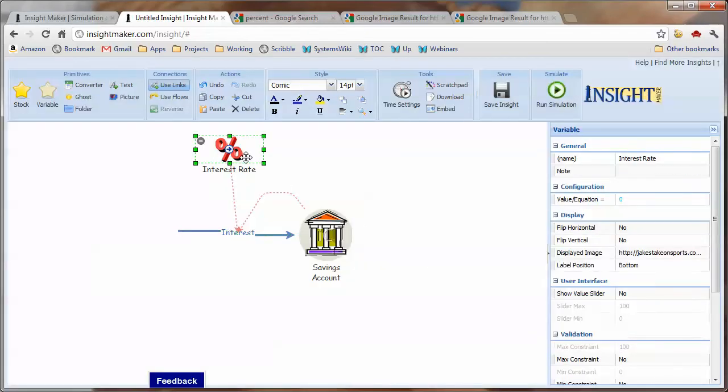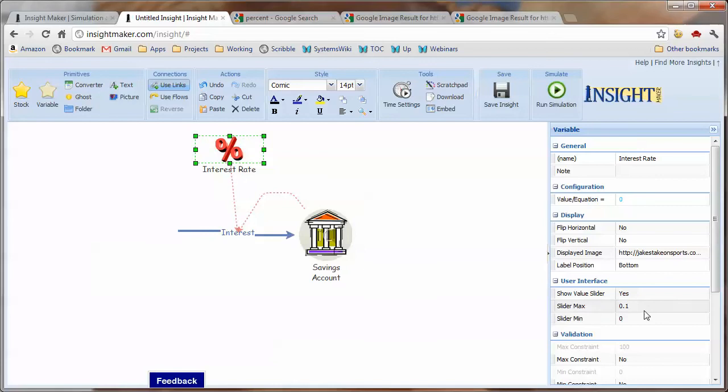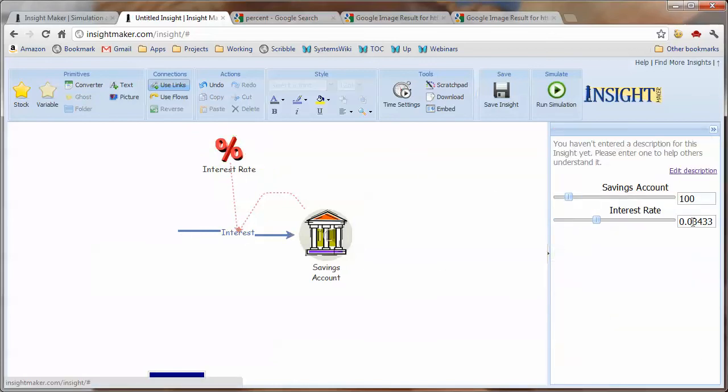Now, what is the interest rate? Well, we haven't defined that yet, but we'll define it with a slider and say that it varies anywhere from 0 to 0.1. I don't know where you're going to get 10% these days on a savings account, but we'll go ahead and do that anyway, and we'll currently set it at 0.02. So we've got $100 that we put in the bank and an interest rate of 2%.